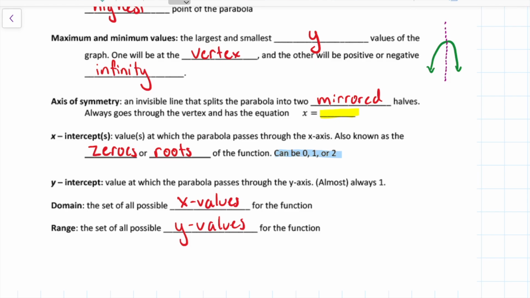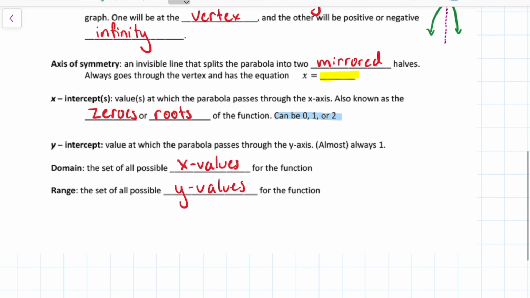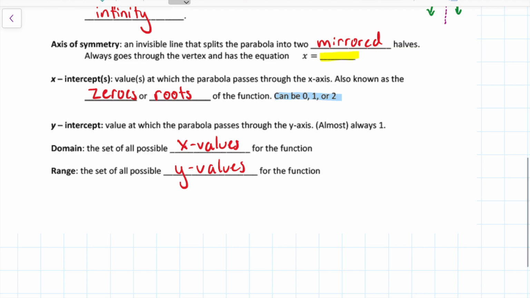And so we'll see how those work when we're dealing with parabolas. It's pretty much the same as last year. All right, so that's it for the vocab sheet. Let's try actually putting this to work now. So we're going to try a couple of examples, a few different functions, and see how they look.